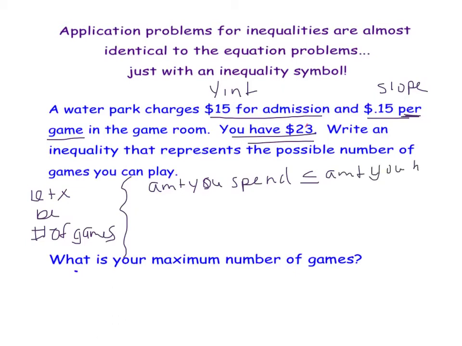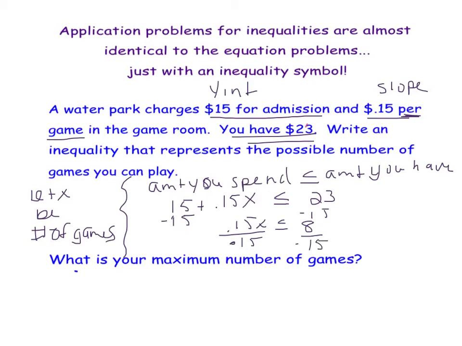If you think about it in words, the rest of this is pretty easy because we know we're getting charged $15 up front plus 0.15 or 15 cents for every game we play, which is our x, and that has to be less than what we have, but it could be exactly what we have, which is $23. And then it's a matter of solving the inequality. So 0.15x is less than or equal to 8 after we took 15 away from both sides, and we have to divide by 0.15.